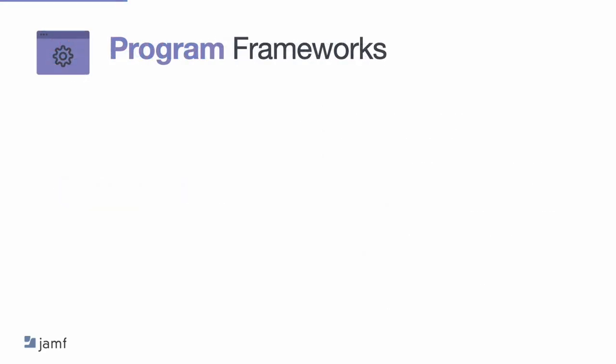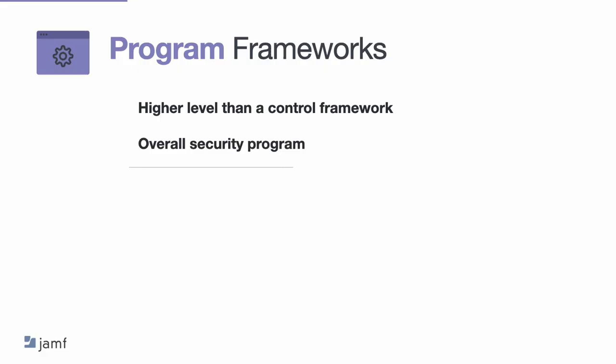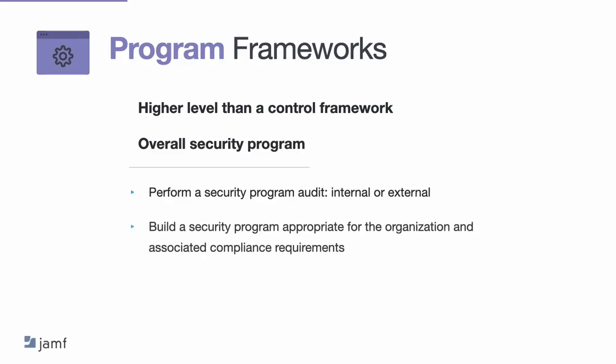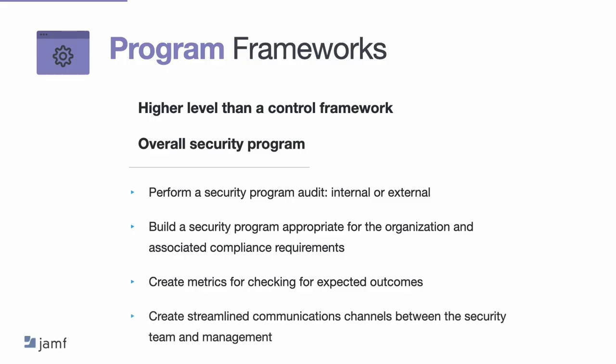So let's have a look at program frameworks. A program framework is at a higher level than a control framework, and it helps us set up and manage an overall security program. Program frameworks help organizations perform a security program audit, whether that's internal or external, build a security program that's appropriate for the organization and associated compliance requirements, create metrics for checking for expected outcomes, and create streamlined communication channels between the security team and the management team. And this is very critical for full engagement with data and system owners, that there is no gap between security and management teams.